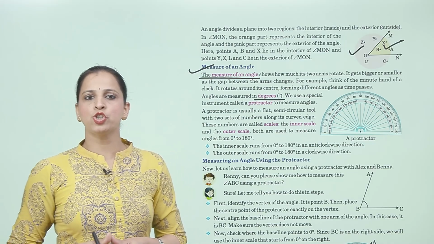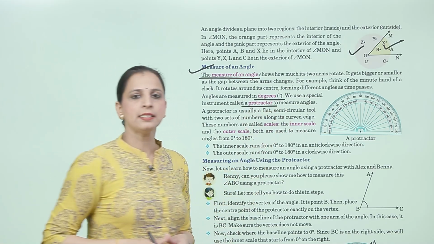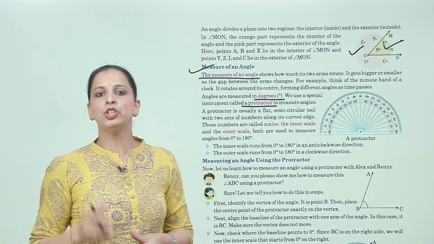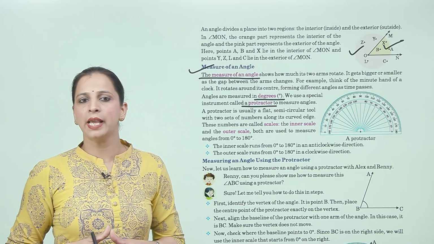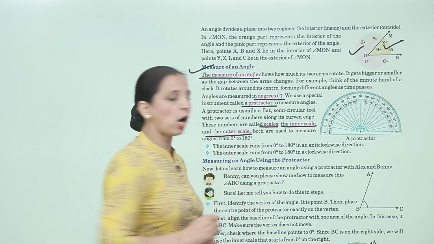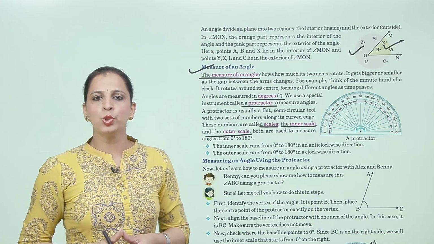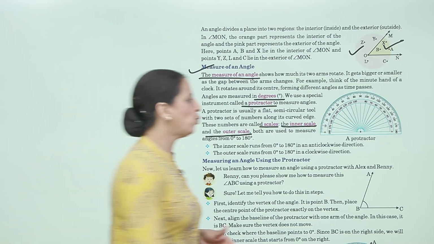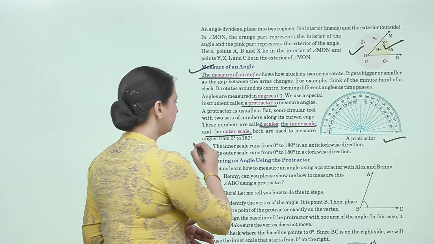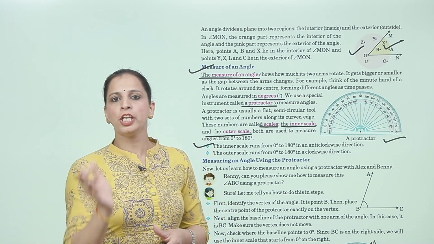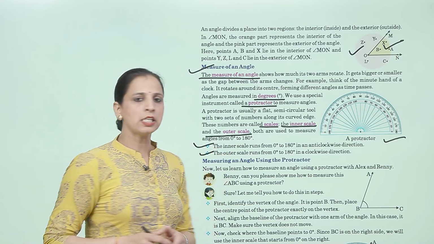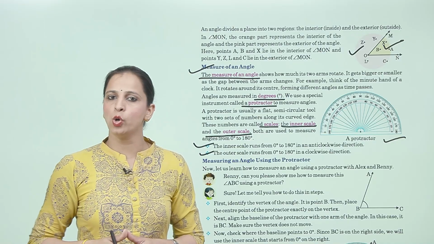We use a special instrument called a protractor to measure angles. A protractor is usually a flat semicircular tool with two sets of numbers along its curved edge. These numbers are called scales, the inner scale and the outer scale. Both are used to measure angles from 0 degrees to 180 degrees. This is the protractor. The inner scale runs from 0 degrees to 180 degrees in an anti-clockwise direction. The outer scale runs from 0 degrees to 180 degrees in a clockwise direction.